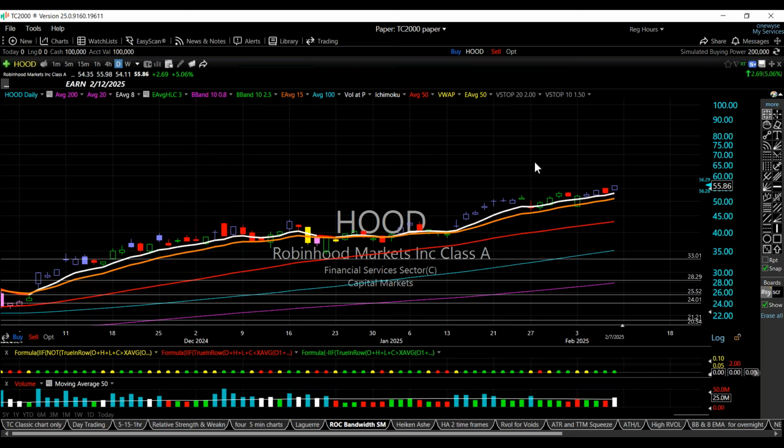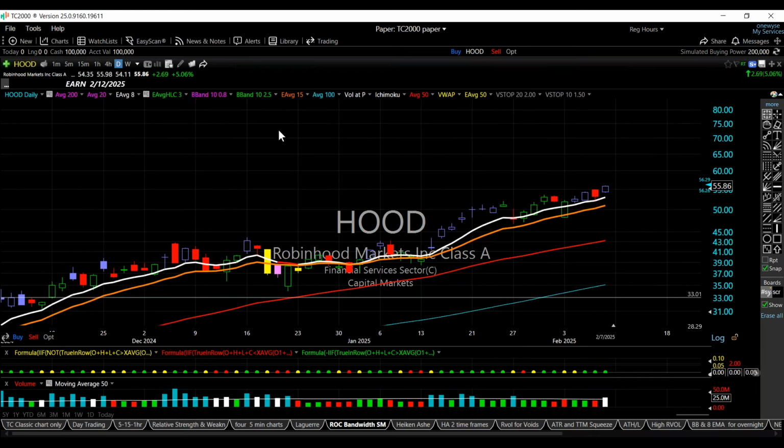And here's the HOOD chart right here. This is a really nice chart. And here's earnings on 2/12, so you really can't trade it as any kind of long-term trade because it's got earnings first of the week. But I did want to just kind of show you that.